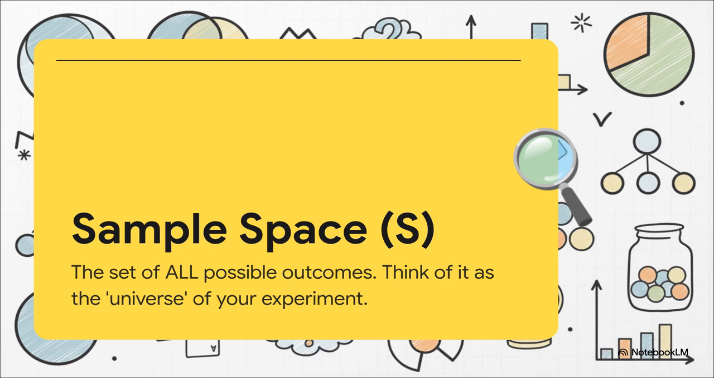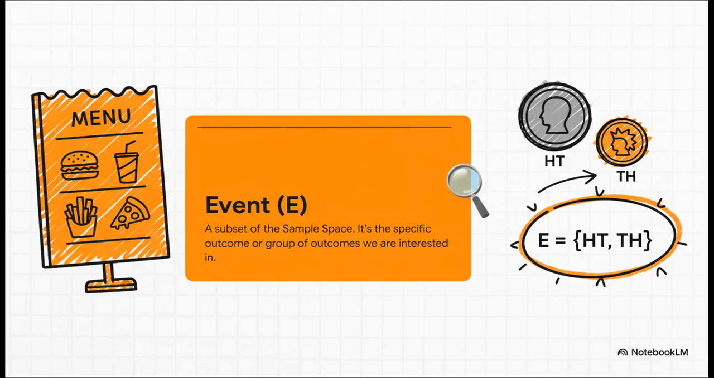Simple, right? So if the sample space is the entire menu, then an event is simply what you decide to order. Yeah, it's the specific thing, the specific outcome that we're interested in. So let's continue with our coin toss example. Let's say we are interested in the event of getting exactly 1 head. What do we do? We just look at our big menu, our sample space, and pick out the items that match. And what are they? HT, TH. That's our event. It's just a smaller piece of the whole sample space.